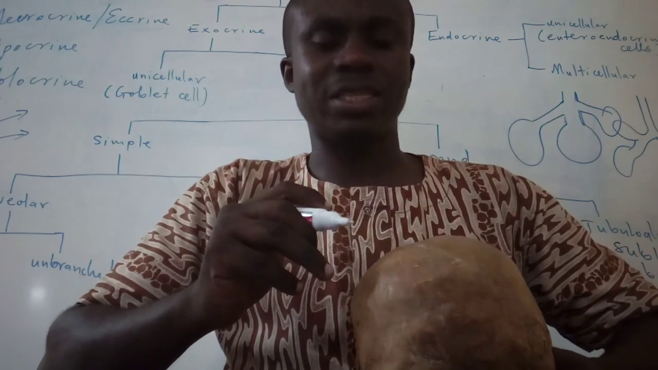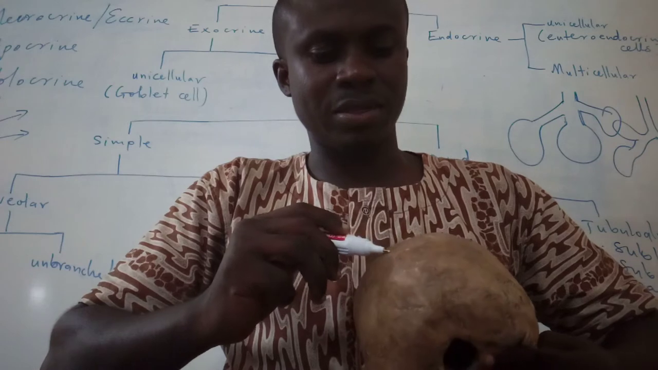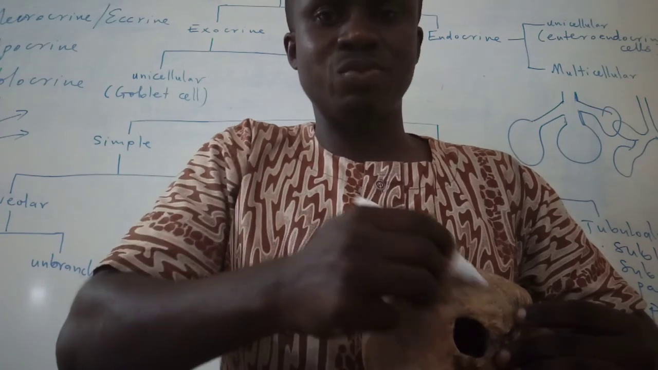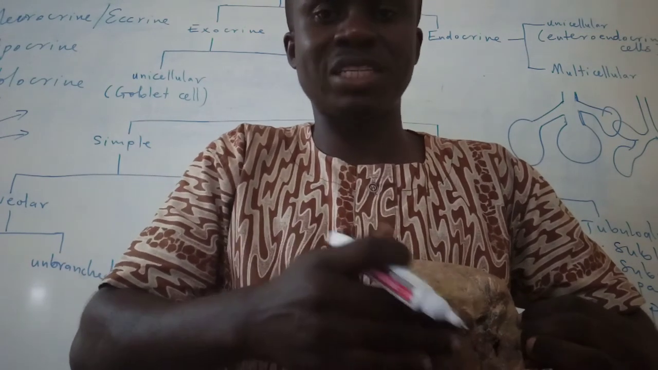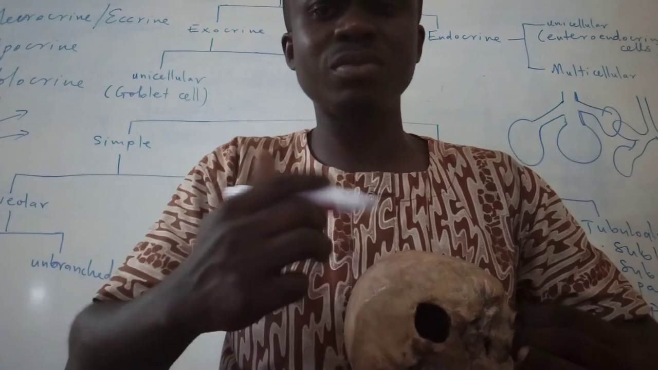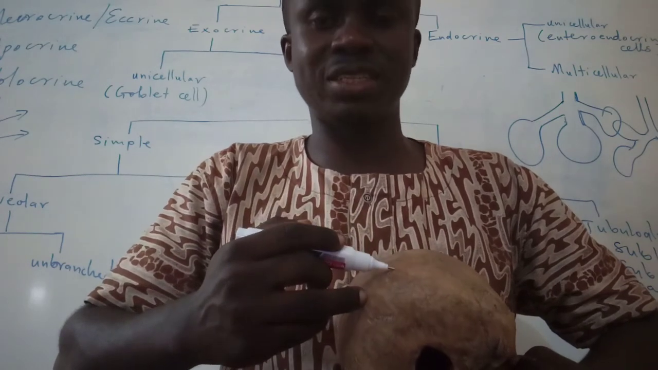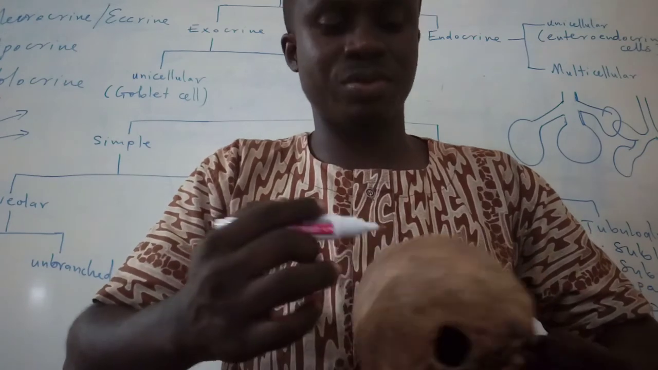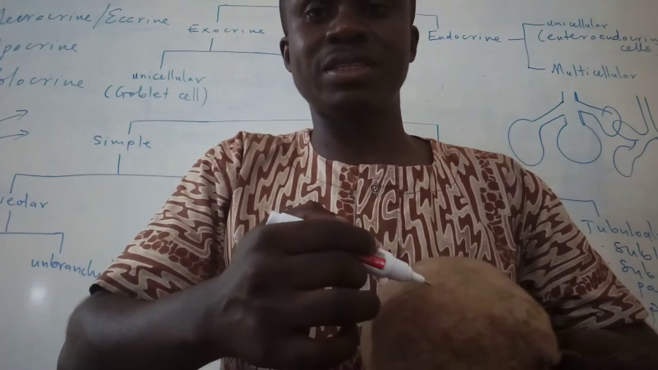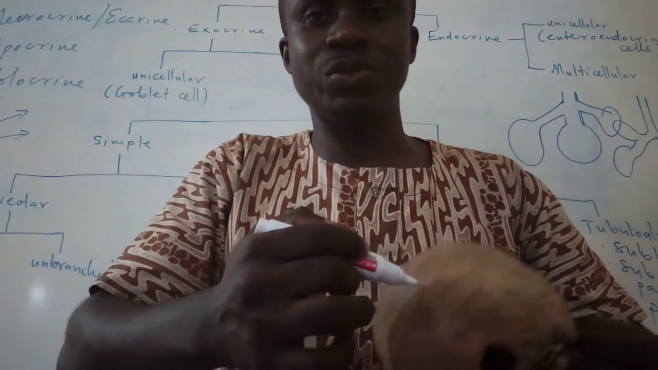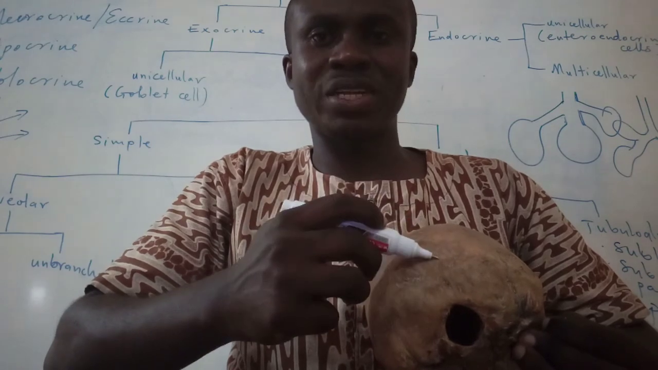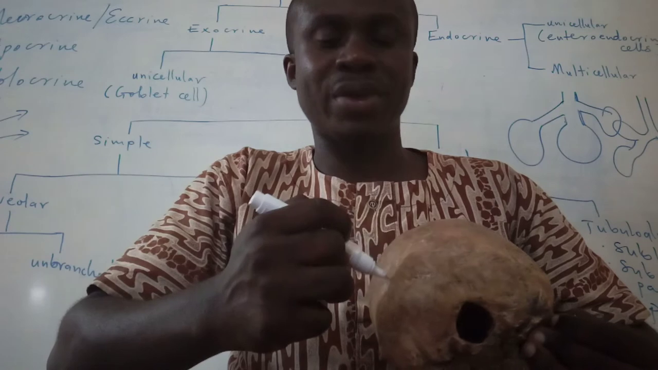Now, as you come posteriorly, there is another bone, and this bone from the posterior aspect as well as the base of the skull is known as the occipital bone. This occipital bone also connects with the parietal bones by way of a suture, and this suture is known as the lambdoid suture. This lambdoid suture separates these two bones, therefore you can also call it the parieto-occipital suture.